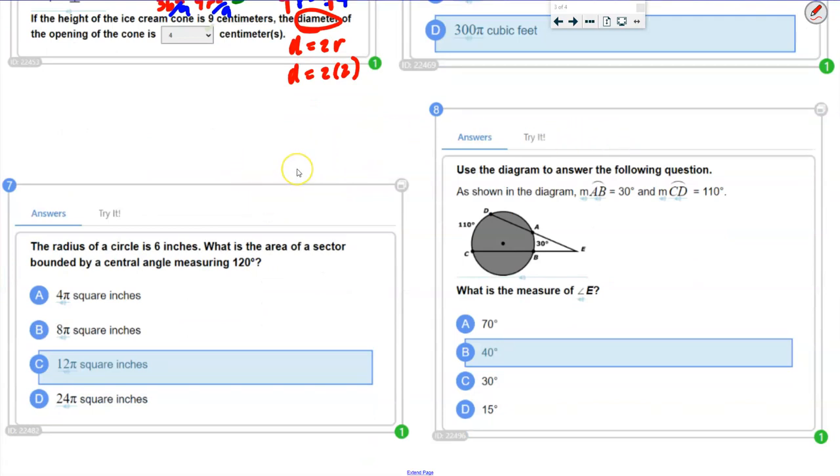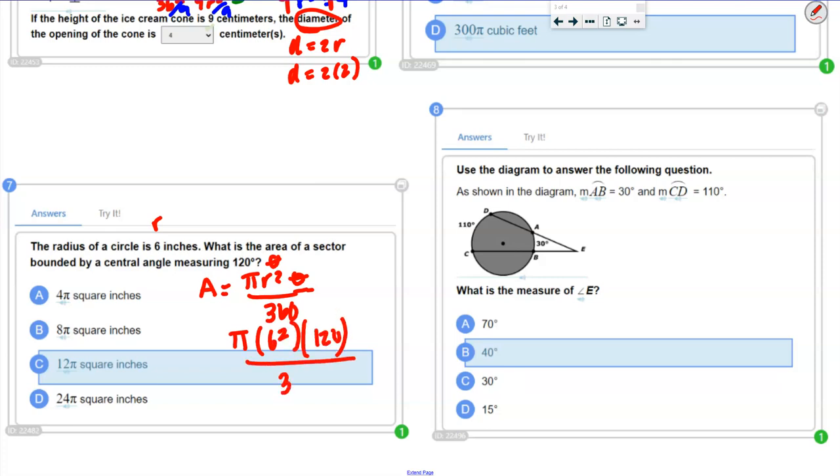Number 7, the radius of a circle is 6 inches. What is the area of the sector bounded by the central angle measuring? So this is our r, right? And this is our theta. We're using the formula A equals pi r squared theta over 360, because that's the area of a sector. So this is going to be pi times 6 squared times 120 divided by 360. So if I was to divide 120 by 360, actually just do 6 squared times 120 divided by 360. Notice pi's in all these answers, and you get 12 pi.